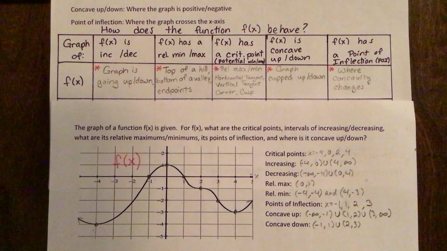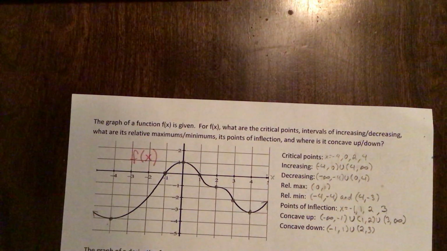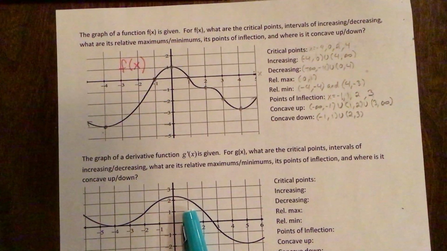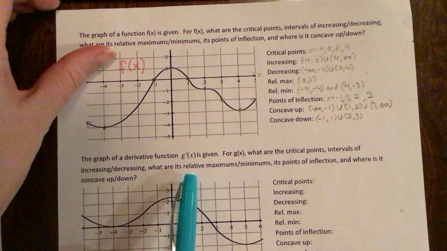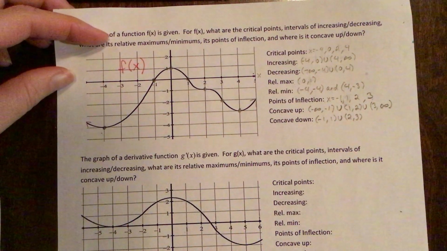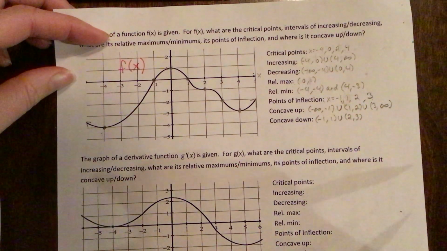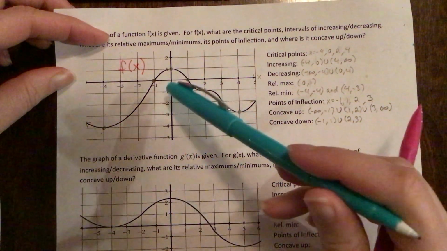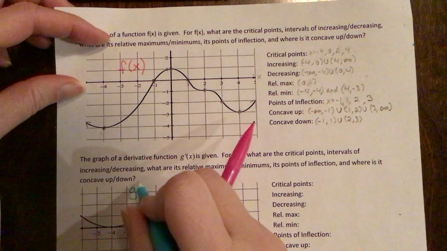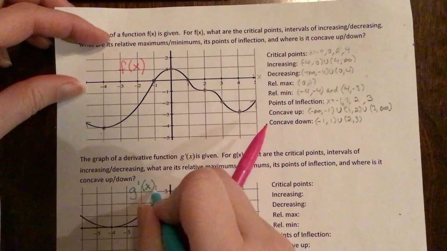Okay. Next, we're going to look at a graph of the derivative. So this is a graph of g prime of x. Notice that the first one was f of x. The second one is g prime of x. I believe this worksheet switched letters, so they don't accidentally imply that this graph is the derivative of this one. So they switched letters. So this guy is g prime of x.